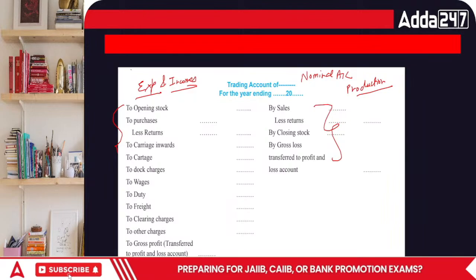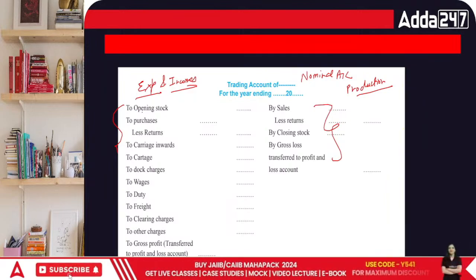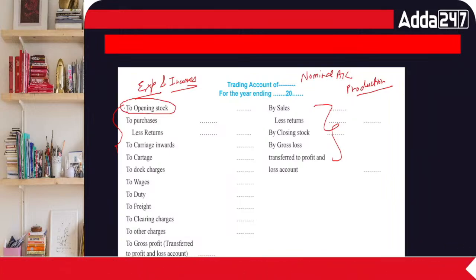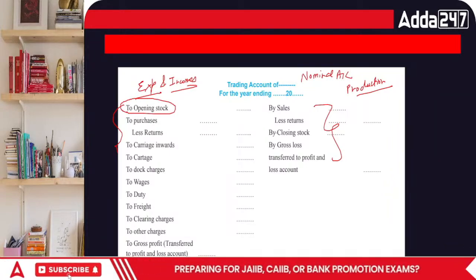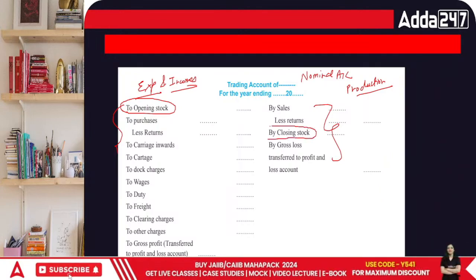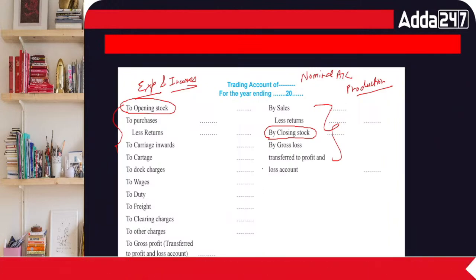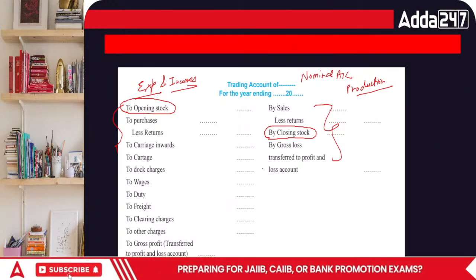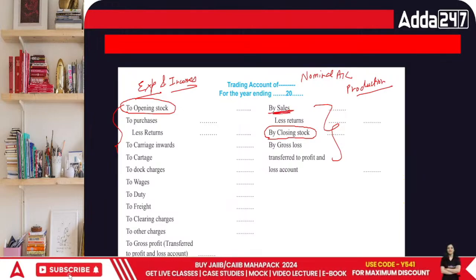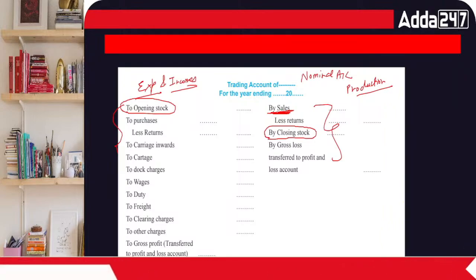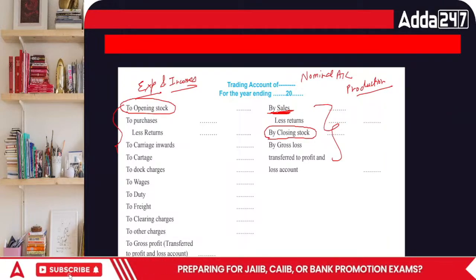The goods that you have at the opening of the year are your opening stock. Then we have the closing stock, which is what we have by the end of the year after sales and everything, whatever is left. Then we have sales. What do you mean by sales here, everyone? Sales is the amount of the goods that we have sold.